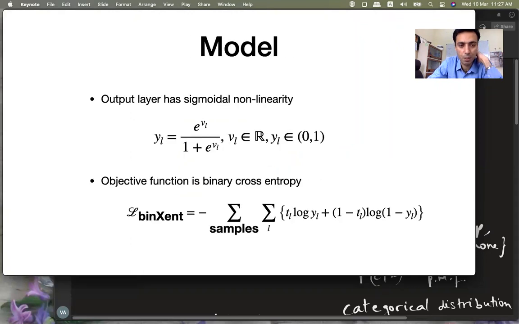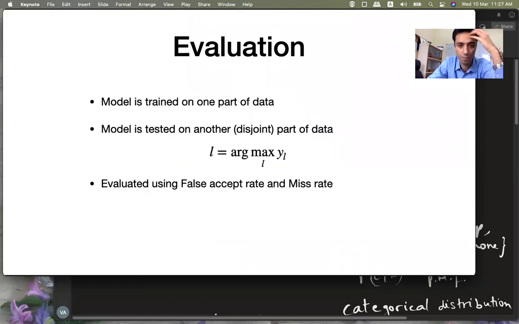I will skip this part because these are required to understand deep neural network. I will skip this part. Now coming to evaluation. How do you evaluate your model?